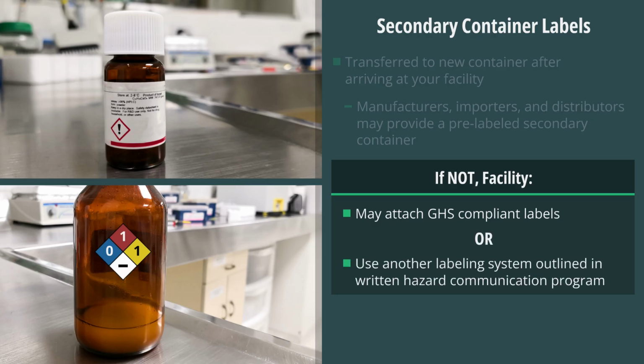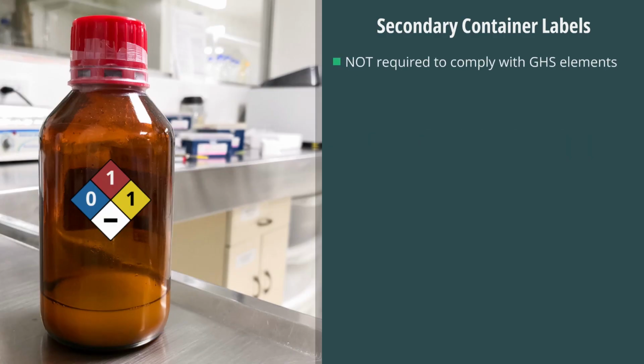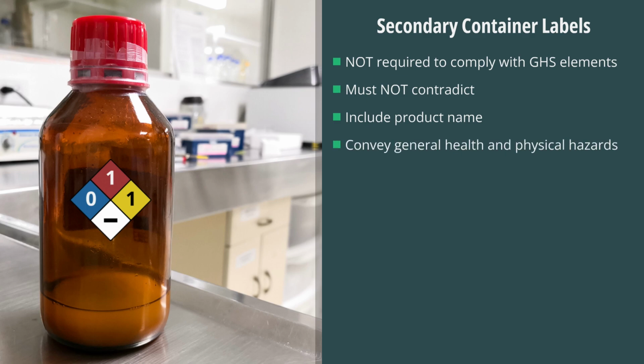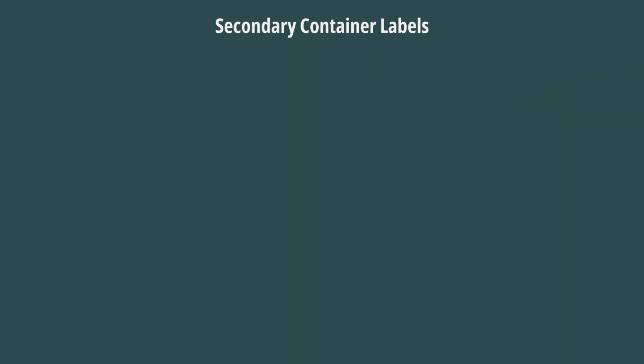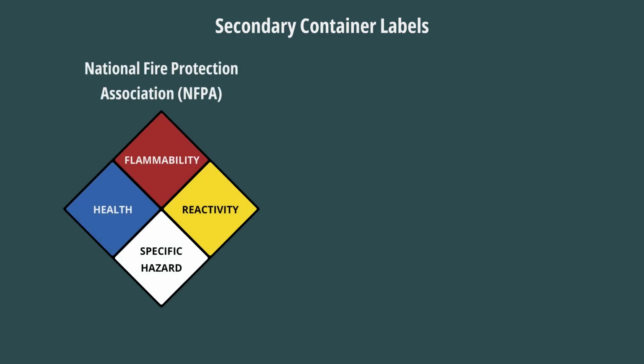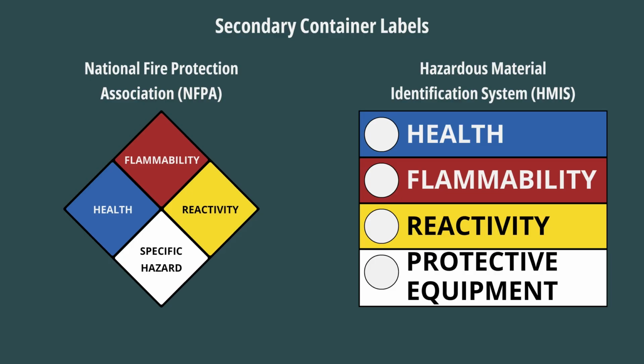written hazard communication program. These labels are not specifically required to comply with the 6 label elements that are provided in the GHS for shipping labels, but they must not contradict and need to include the product name and convey the general health and physical hazards. Two common secondary container labeling systems, if GHS-compliant labels are not used, are the National Fire Protection Association, or NFPA, system, which is the diamond-shaped figure. The second is the Hazardous Material Identification System, or HMIS, shown as a rectangle.